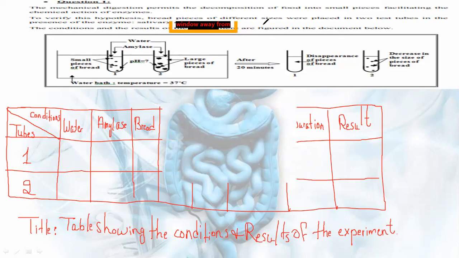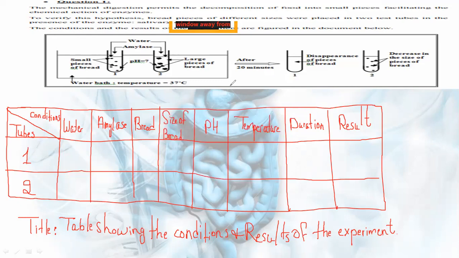Let's move to Ismail. Yes, sir. So we have the tubes, water, amylase, bread, size of bread, pH, temperature, duration, and result. First of all, water. It's found in both tubes, 1 and 2. So what do we put? Plus, plus. Yes. So here, before I continue, I use the legend, so I have to inform it and say what the legend is.